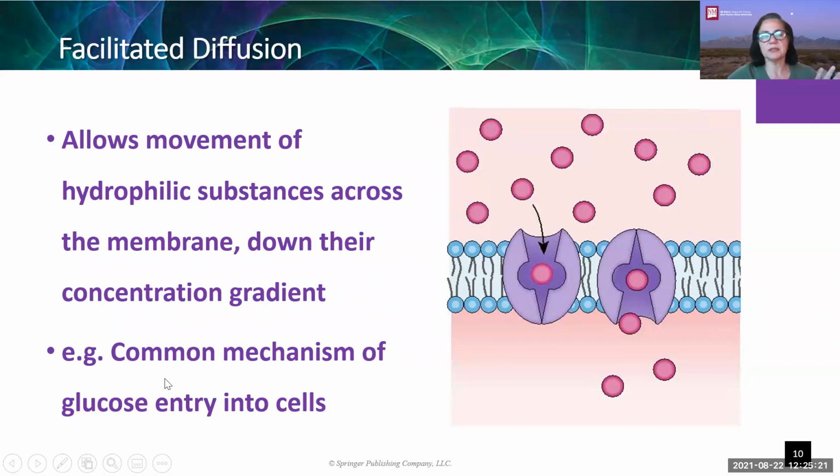One example, an easy one, a common mechanism of glucose entry into cells. So we mentioned insulin is that signal. The things that cells do in response to insulin is they put these transport proteins into the membrane, and that's what allows the glucose to come into the cell down its concentration gradient. There's a lot of sugar outside the cell and not so much inside, and so the glucose goes down its concentration gradient, but it needs a tunnel, it needs a revolving door, it needs a way to get in.